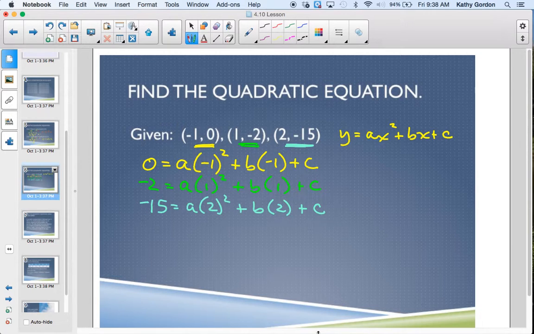Okay, so basically we have to solve this as a system, right? What Julian's describing here is the fact that we now have 3 equations with 3 unknowns that we would need to solve out as a system.